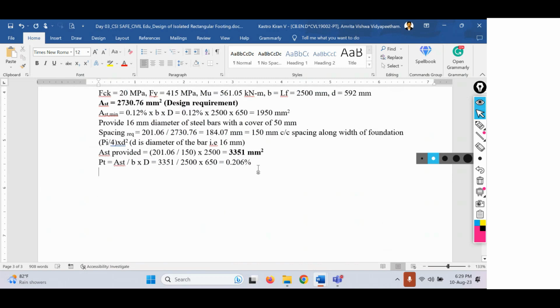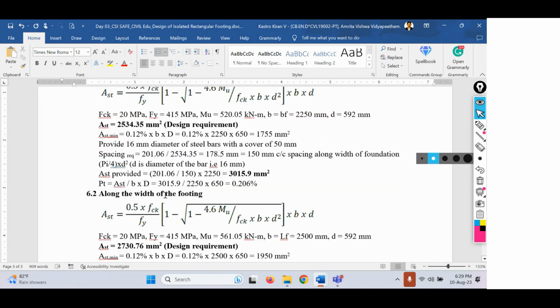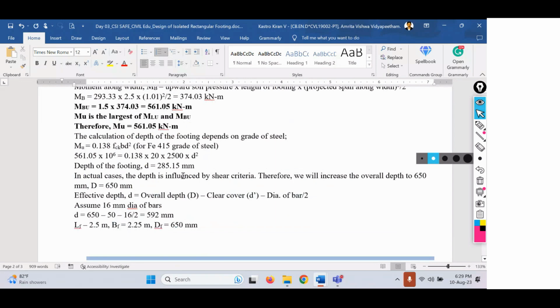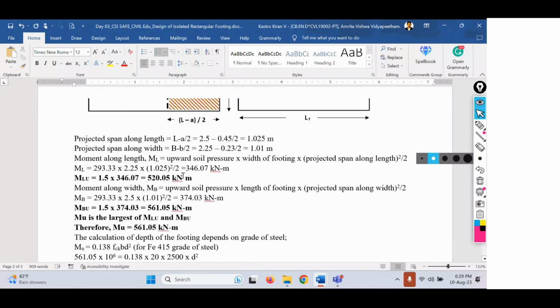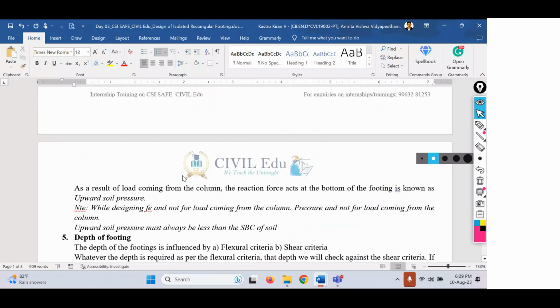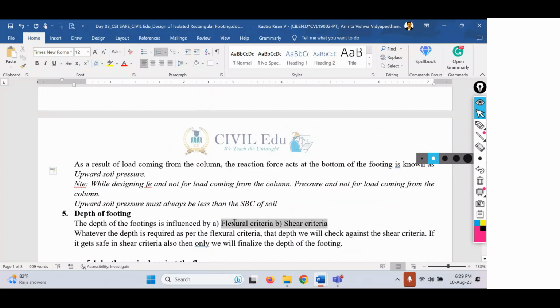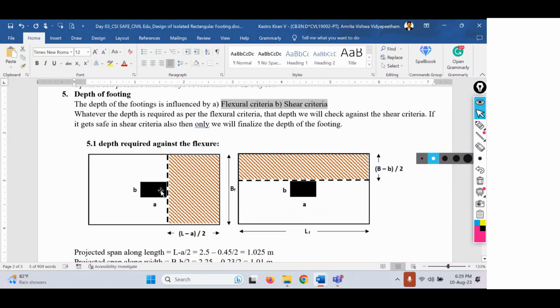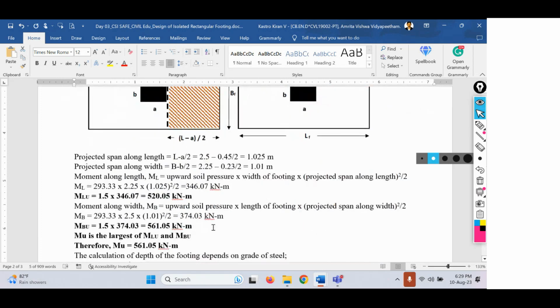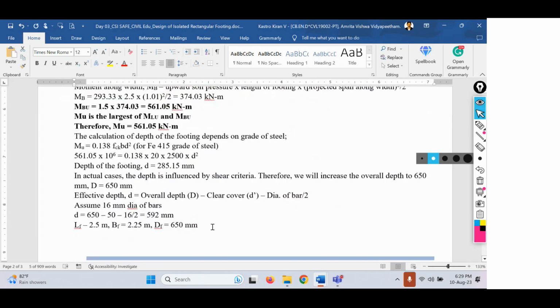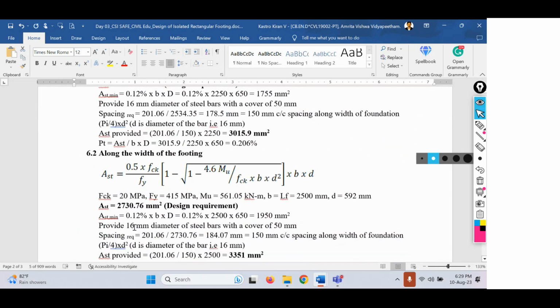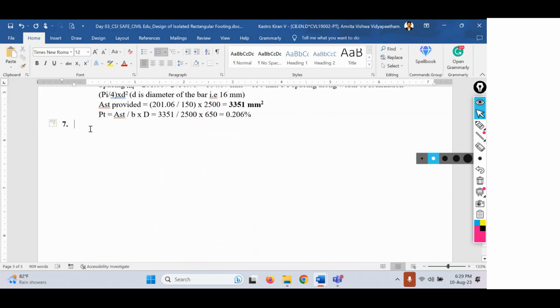Now, the next and the last thing you can say, which is the shear criteria. As of now, we have calculated the flexure criteria. I was telling that the depth of the footing is influenced by two criteria. One is called the shear criteria, and the second one is called the flexural criteria. Whatever we have done so far depends on the flexural criteria, that is the moment criteria. Now we have to find out with respect to the shear criteria. So let me call it a shear check.